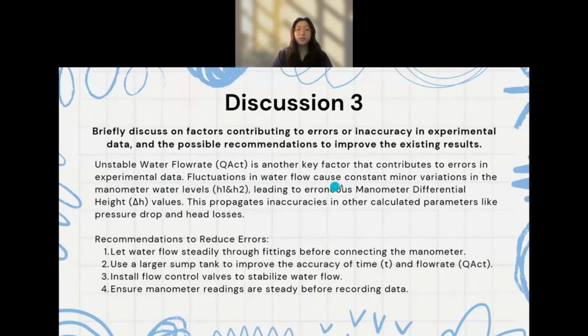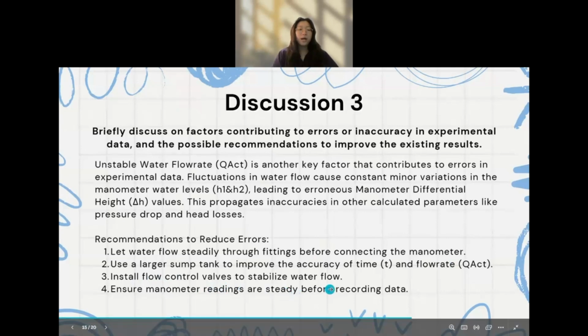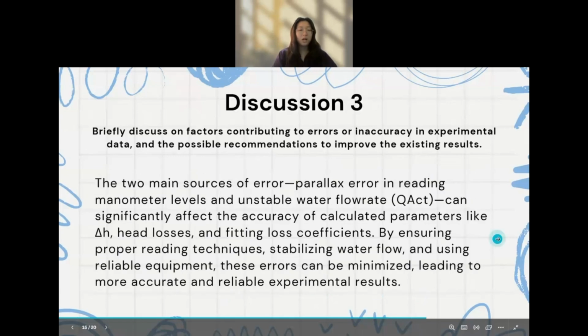Fluctuation in water flow causes constant minor variation in the manometer water levels H1 and H2, thus leading to erroneous manometer differential height delta H values. So this propagates inaccuracy in other calculated parameters like the pressure drop and the head loss. So the recommendation to reduce the error is we should let the water flow steadily through the fittings before connecting the manometer, use a large sump tank to improve the accuracy of the tank and the flow rate, and install a flow control valve to stabilize the water flow and ensure the manometer readings are steady before recording the data.